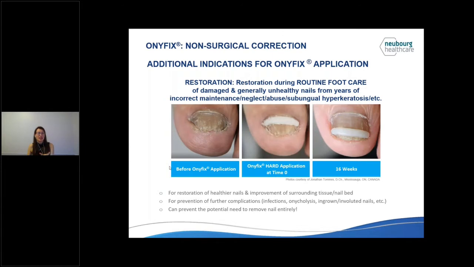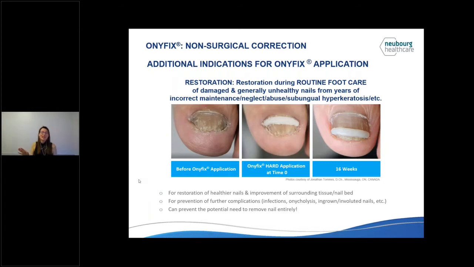By the way, I think it goes without saying that when you do restore the nail health, you can and you should look at this, especially if you have clients at risk. You can help prevent further complications of those unhealthy fibrous thickened nails, such as helping to prevent infections like particularly onychomycosis, onycholysis, the detached nails, but also further ingrown, involuted nails, and so on.